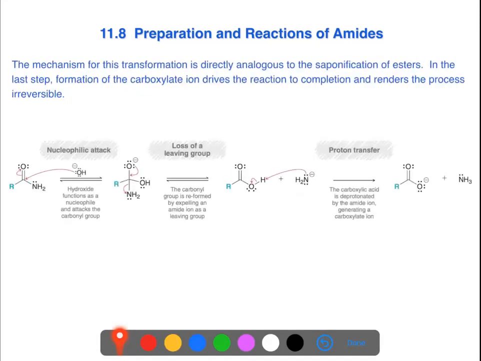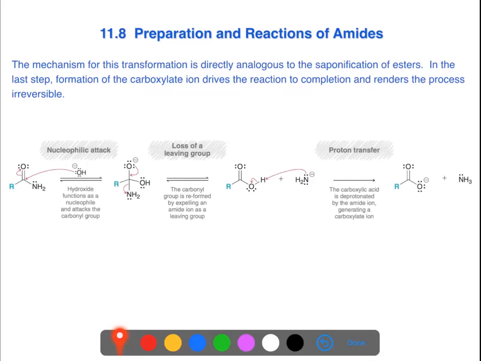The mechanistic details for this reaction are directly analogous to the saponification of esters. We start with nucleophilic attack of the hydroxide onto the carbonyl carbon of the amide, and subsequent breaking of that pi bond. That results in the formation of the tetrahedral oxide intermediate. In the loss of the leaving group step, we have reformation of the carbonyl, and we kick out the amide ion, which again is a really poor leaving group because it's such a strong base.